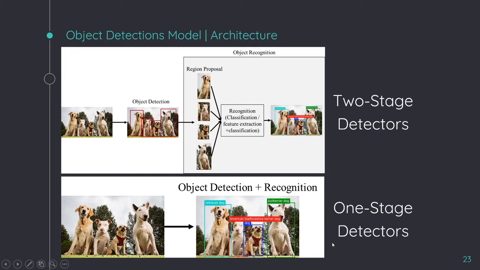But in the one-stage detector, the model will feed forward the whole image into the object detection model, and the model will predict the location and the class of the object in the image at the same time. This can reduce the time to do prediction, but it can also reduce the accuracy of the model. So there is a drawback between when you want to use the two-stage detector or the one-stage detector.